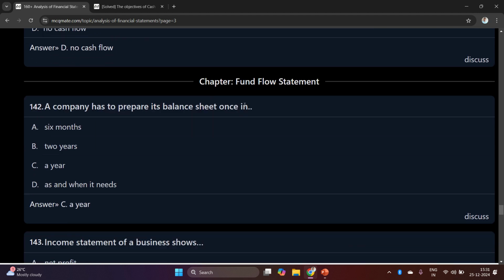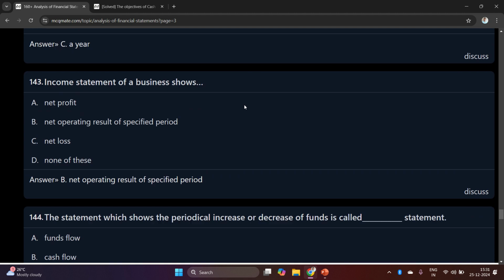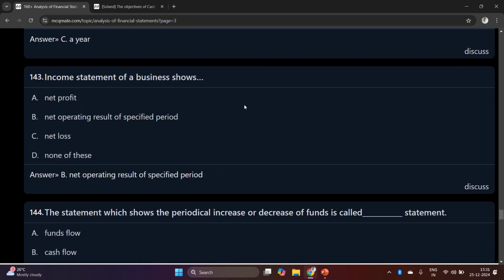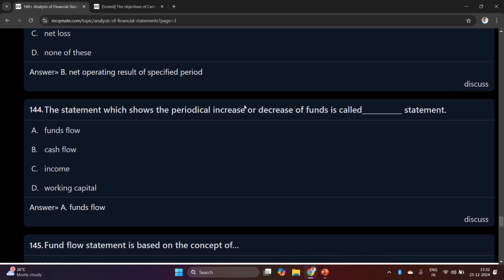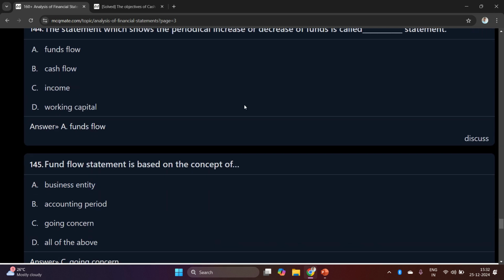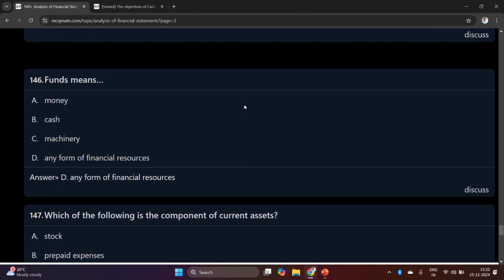A company has to prepare its balance sheet once in a year. Income statement of business shows net profit or net operating result of a specific period. The statement showing the increase or decrease of funds during a period is called funds flow statement. Funds flow statement is based on the concept of going concern. Fund means any form of financial resource.